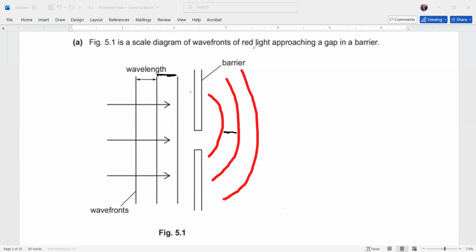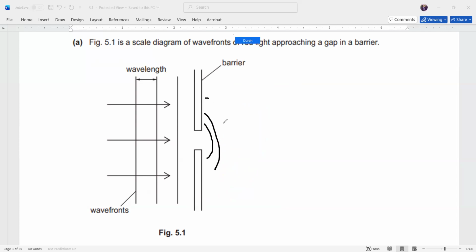Yes, Hassan. So shouldn't the wavelength be correct by eye? If we draw the diffracted rays and the wavelength is correct by eye, is it right, or do we have to measure it? No, no. If the wavelength is correct by eye, that is also fine. But sometimes what happens when students are drawing, the pattern is correct, but the wavelength is not right.